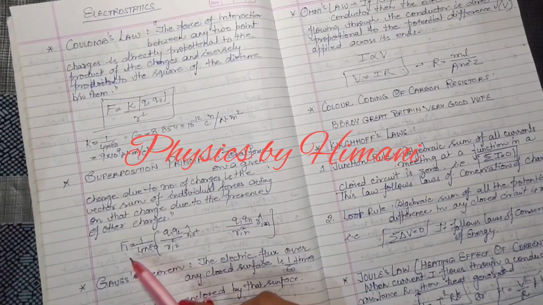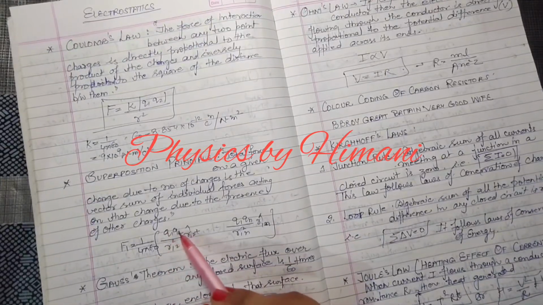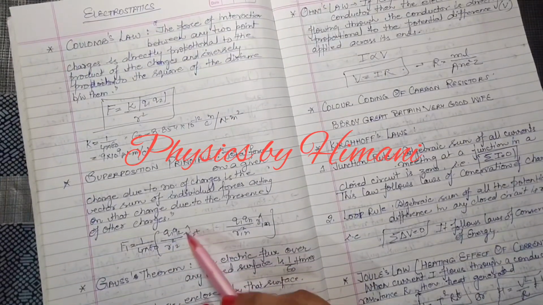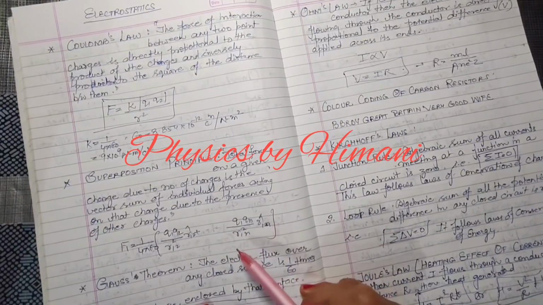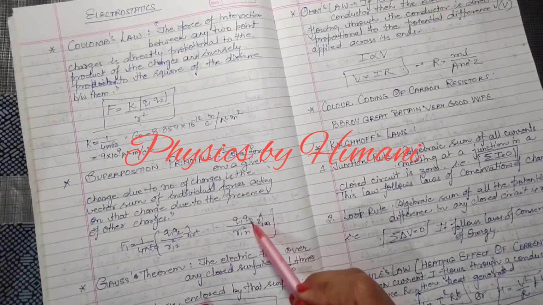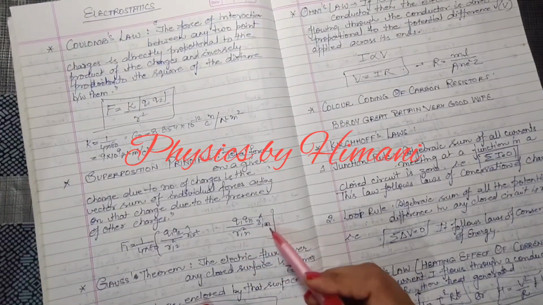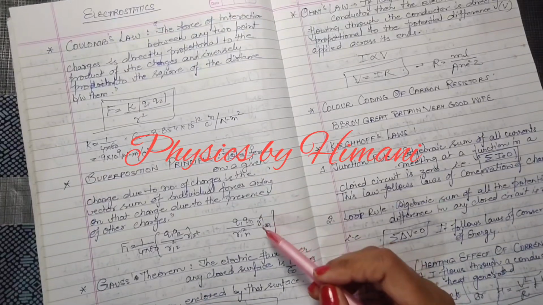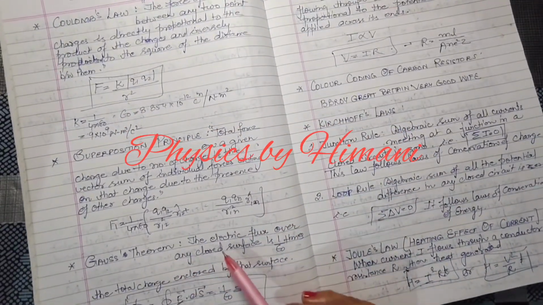So, the formula will be F1 is equal to 1 upon 4 pi epsilon naught Q1 Q2 upon R12 square R12 cap plus and so on. कहाँ तक? जितने भी number of charges हैं, Q1 Qn upon R1n square R1n cap in brackets. This is the superposition principle. Next, Gauss theorem.